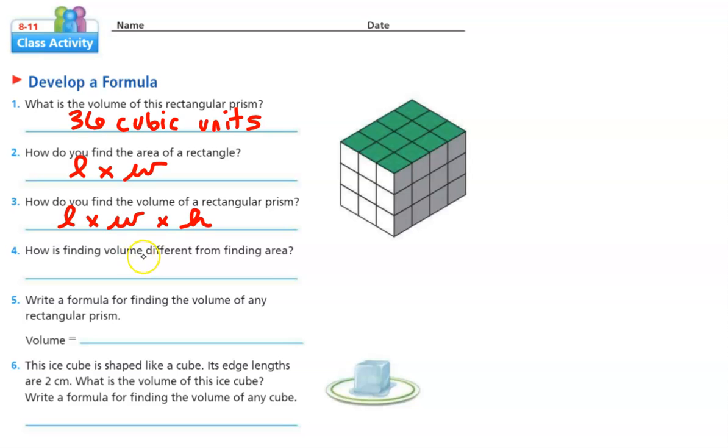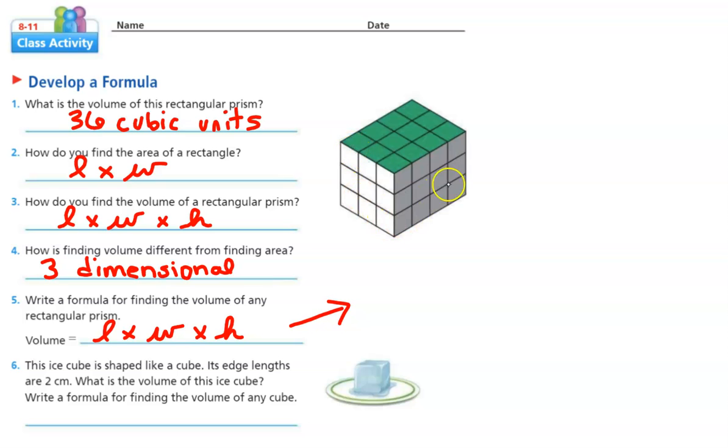And then it says, how is finding volume different from finding area? Basically, what I want you just to write down is that this one is a three-dimensional shape. So because it's a three-dimensional shape, there's one more thing to multiply. So I just wrote it for you on the other side of the page, but this is basically length times width times height, the formula for finding any rectangular prism, okay?